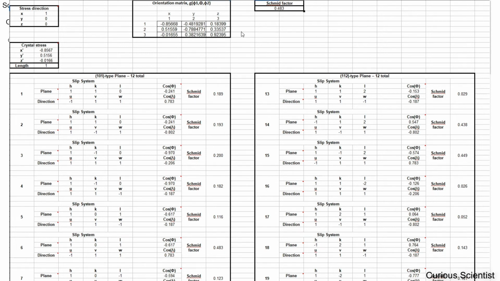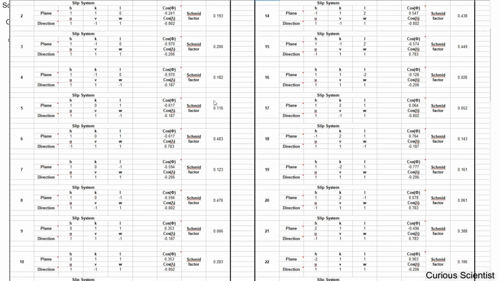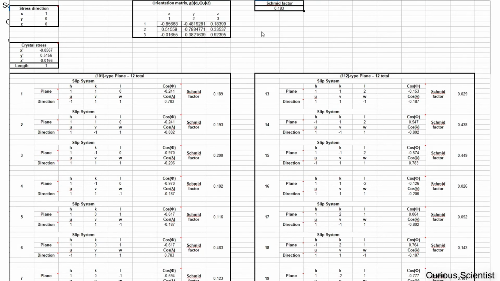So we just take the absolute value and then we take the largest one among these 48 different numbers. So that's what we get here.